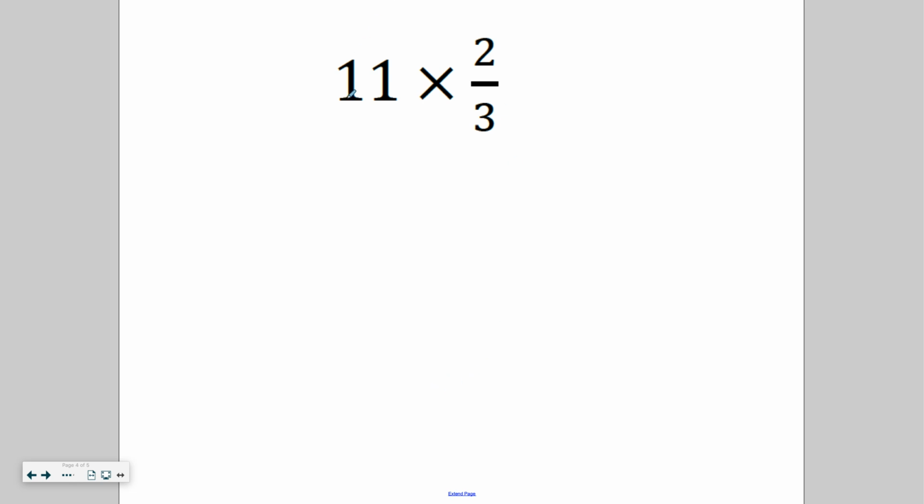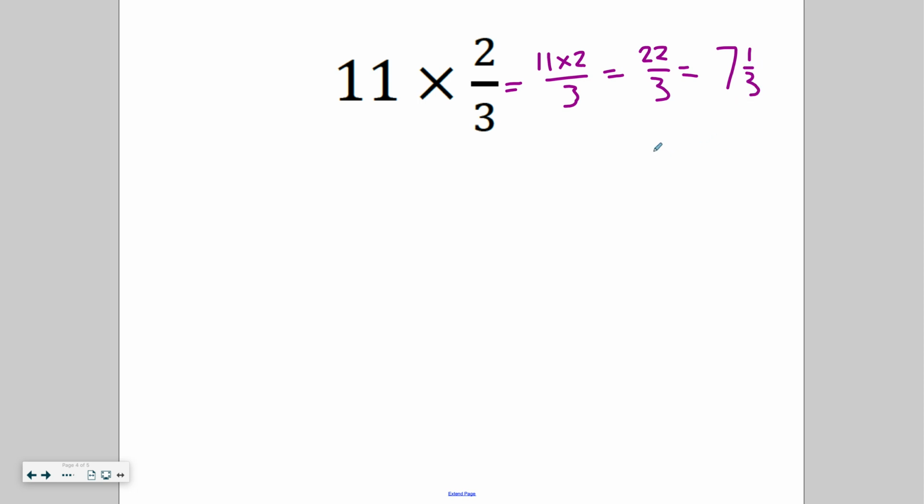All right, so we have 11 times 2/3. Well, that's the same thing as 11 times 2 over 3, or 11 times 2 divided by 3. That becomes 22/3, or 22 divided by 3. Well, 3 goes into 22 7 times, because 3 times 7 is 21. So I have 3 times 7, that's 21/3. I need one more to get to 22, so I'm only going to have 1/3 left over.